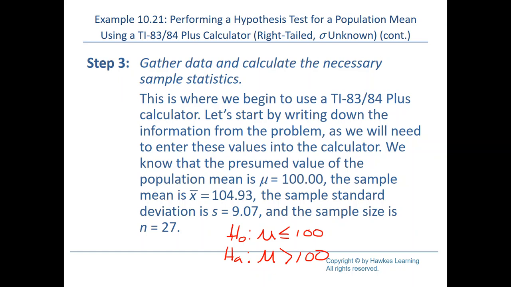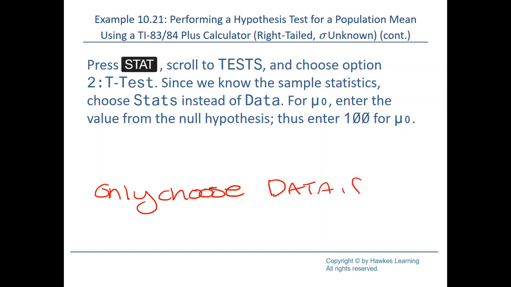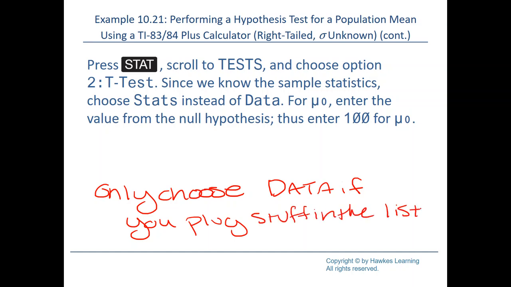Okay, so once you have all that information down, the next thing you're going to do is hit the stat button, scroll all the way over to test, and again, we chose that this time we're running the t-test. So hit the t-test, and we're going to plug in all the sample statistics that we were given. We're choosing stats instead of data because we didn't put anything in the list. So only choose data if you plug stuff in the list. In our case here, we didn't plug anything into the list, so we're just going to go with stats.